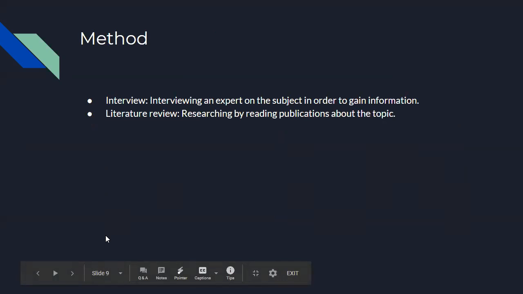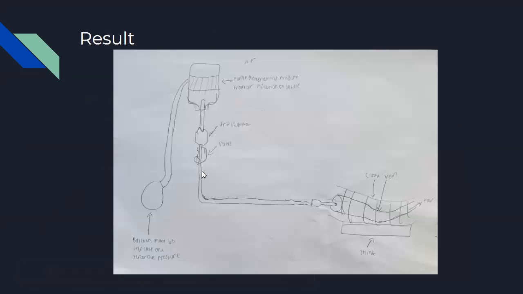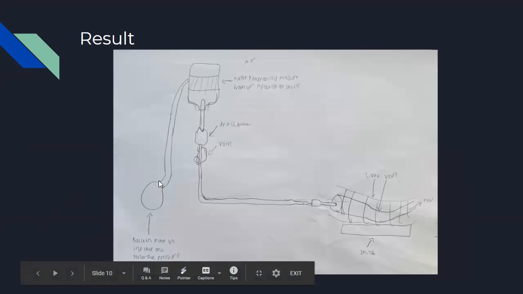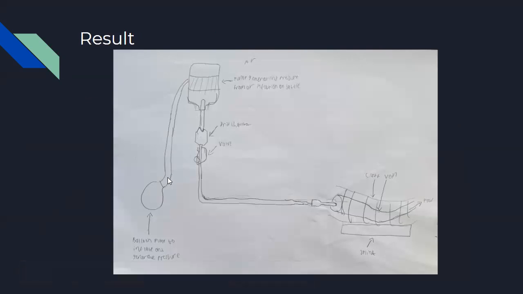During the research, an expert was interviewed about the topic, and a literature review was conducted by researching and reading publications on the topic in order to relate it with the chosen physics concepts. The solution to this problem utilizes a balloon pump, which when inflated, generates pressure on the drip bottle. Pascal's law comes into play here, and the pressure generated by the balloon pump will be transmitted to the vein, resulting in the flow of fluid.